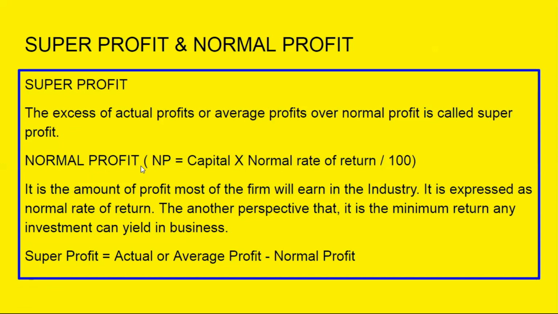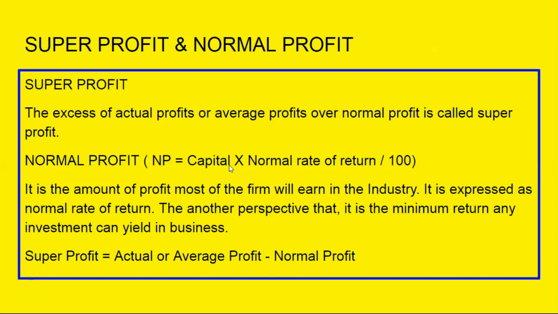We must also have an idea of normal profit, then only can we see how the actual profit is in excess. It is the amount of profit most firms will earn in the industry. If it is the transport industry, whoever is involved in that business will earn a minimum of, say, 10%. That is known as the normal rate of return. Another perspective is that it is the minimum return any investment can yield in the business. So normally all firms or enterprises involved in the business can achieve this much profit. That is normal profit.